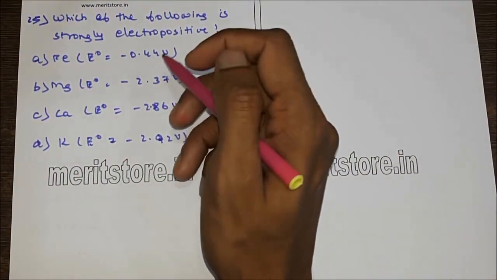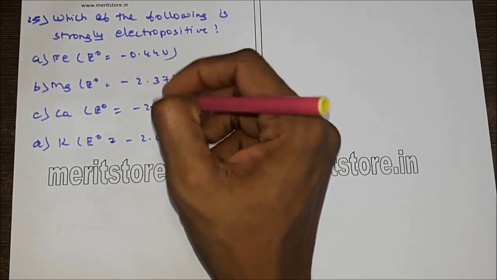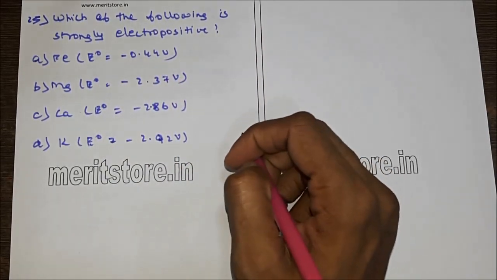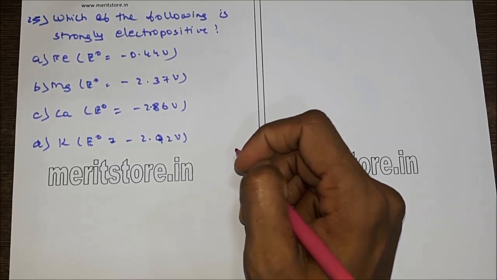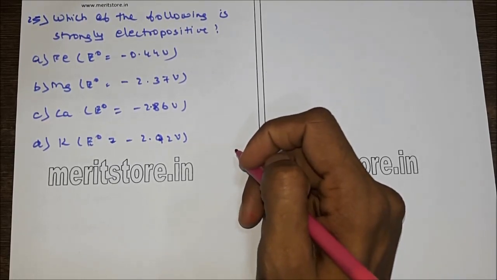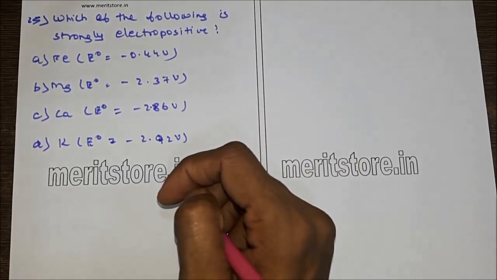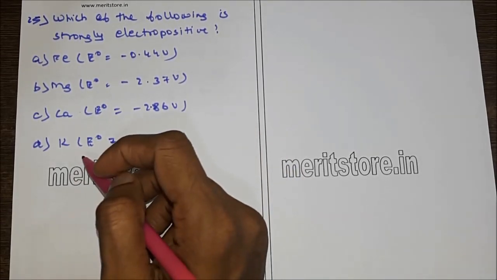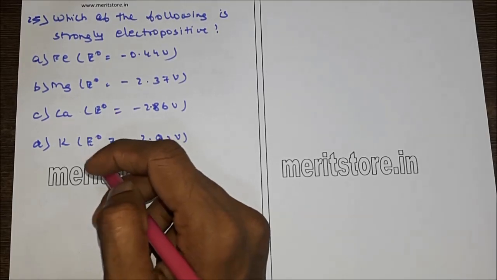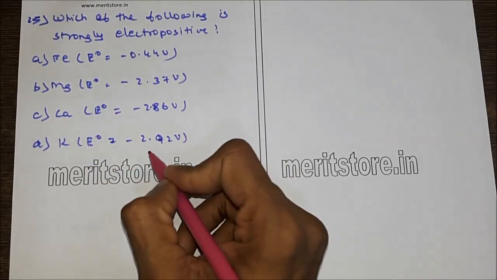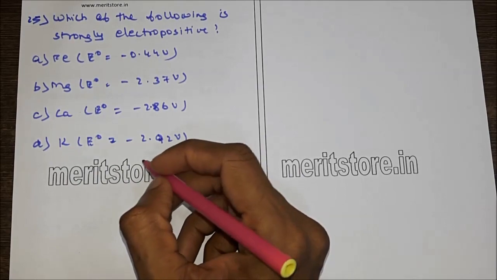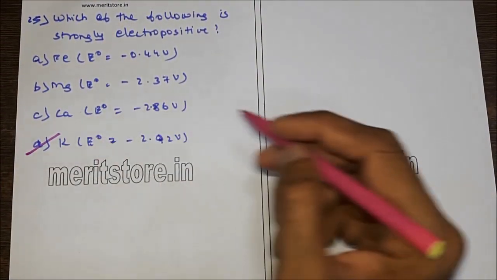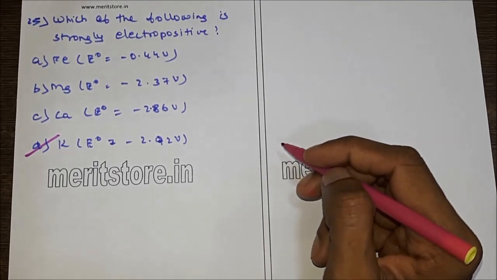Question 25. Which of the following is strongly electropositive? We are given four options. The smaller the reduction potential, the more will be the tendency to get oxidized. Conversion of a metal to an electropositive ion is oxidation. Since potassium has the lowest reduction potential among the given options, it will be strongly electropositive. Therefore, option D, that is potassium, is the correct answer.